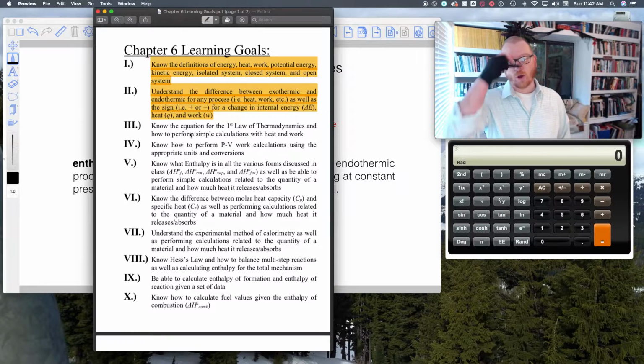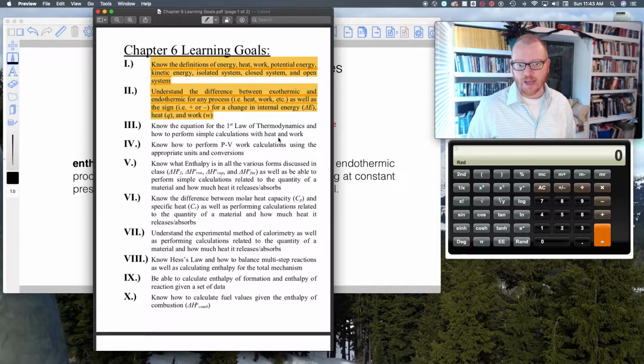Number 3, know the equation for the first law of thermodynamics and how to perform simple calculations with heat and work. So I gave you, actually we didn't do any of these. So we're gonna focus on some of these calculations in our discussion section. And by simple, I just mean, you know, this plus this, or this minus this, okay? So we'll have some examples of this in discussion.